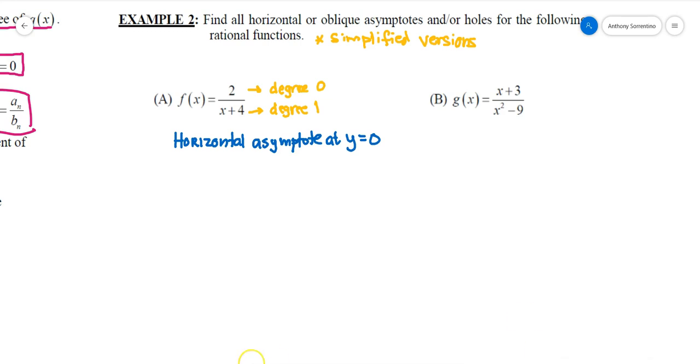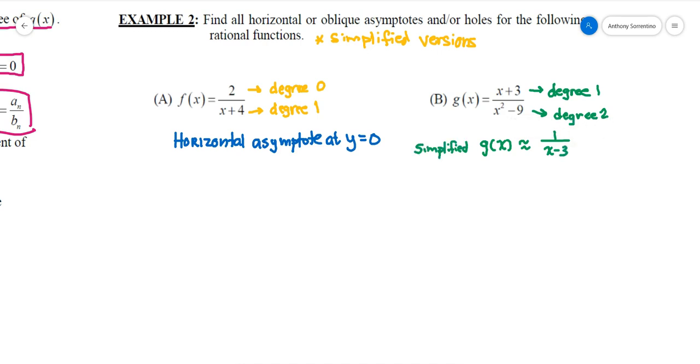For the next one, it's the same issue. Up here, I have a degree 1 polynomial. Down here, I have degree 2. If you remember, we also said that the simplified version was 1 over x minus 3. If I look at the simplified version, it's the same thing.